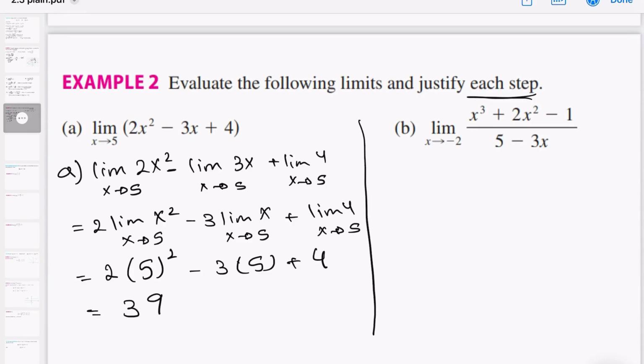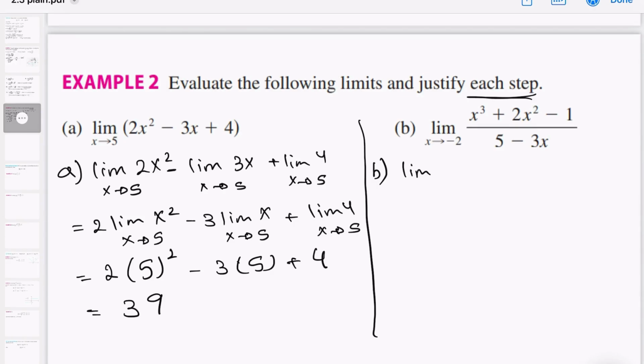Okay, what about b? In part b, we will start by using law 5, the quotient law, but its use is fully justified only at the final stage when we see that the limits of the numerator and denominator exist, and the limit of the denominator is not equal to 0. So now let's start. For part b, I'll use law 5 and laws 1, 2, and 3. First, I will use law 5 by distributing the limit to the numerator and the denominator.